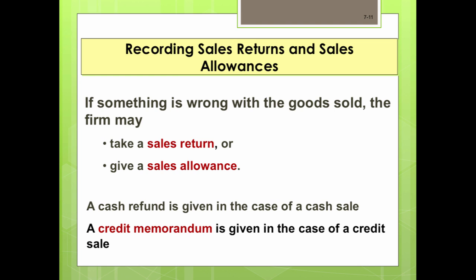If the goods returned were initially paid for with cash, the customer will receive a cash refund. But when a return or allowance is related to a credit sale, the normal practice is to issue a document called a credit memorandum to the customer instead of giving a cash refund. Okay?